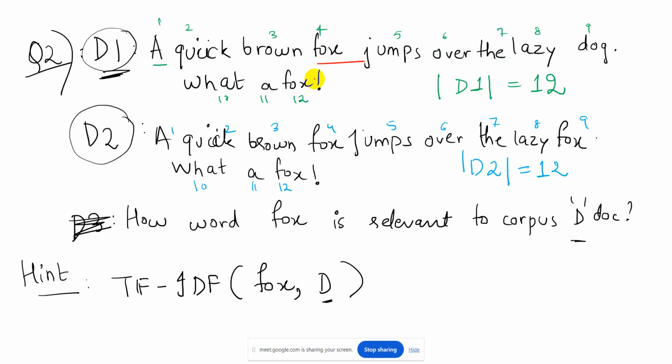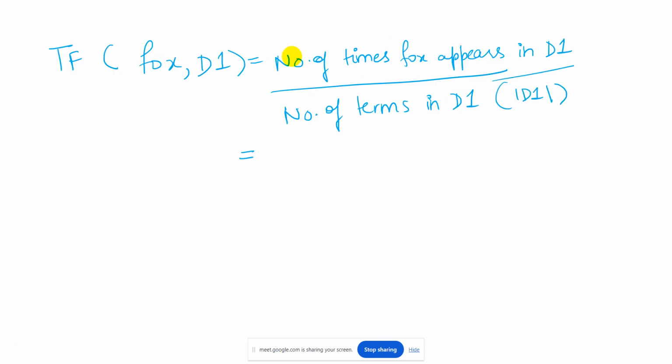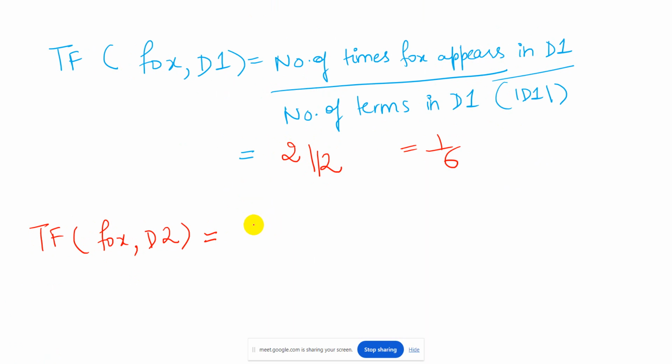2 times, 1 and 2. So we will write 2 by 12, that is 1 by 6. Similarly, you will do term frequency of the word fox in the document D2. That is number of times fox appears in D2 upon cardinality of D2, right?